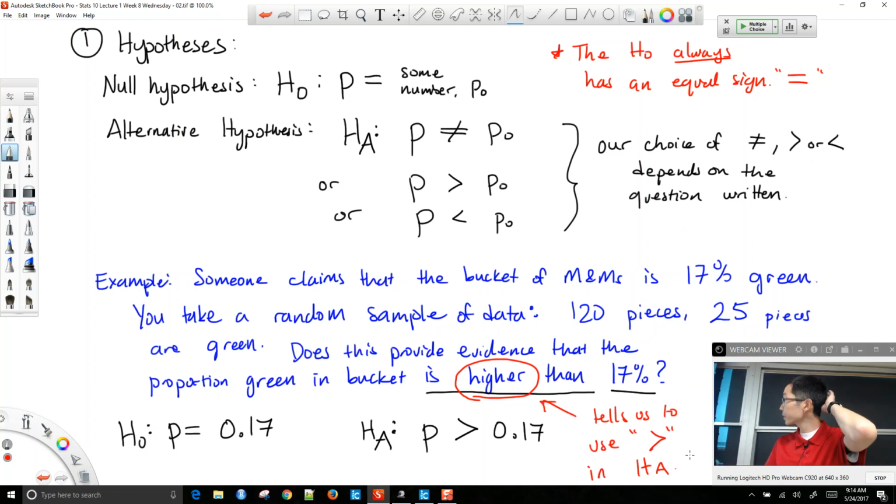So that's how we set up our hypotheses. You always have an equal sign, and so we say P is equal to some number P0, and in this case, P is going to be 17%. The alternative hypothesis is identical, except we change it to not equal, greater than, or less than, depending on how the question is written.